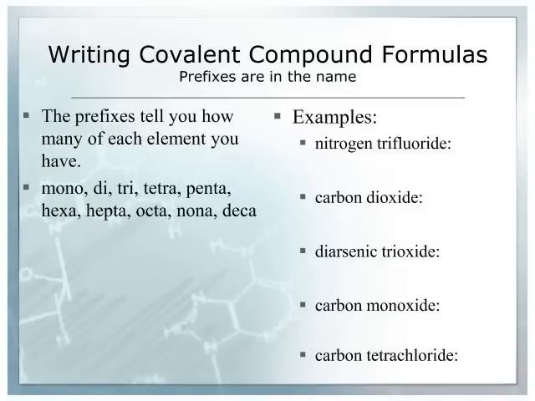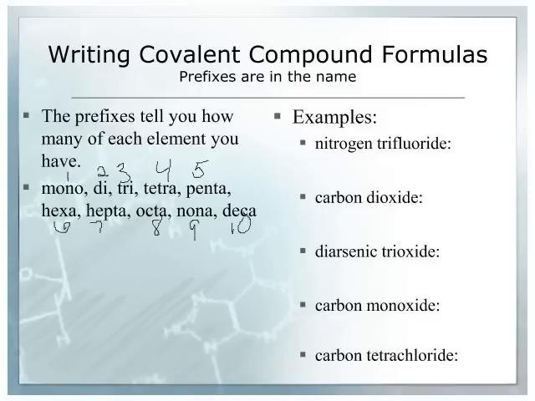Alright, covalent compounds. All we're going to look at are the prefixes. The prefixes are going to tell you exactly how many you have. You have to memorize these prefixes. And they go in order. So you start mono is 1, di is 2, tri is 3, tetra is 4, penta is 5, hexa is 6, hepta is 7, octa is 8, nona is 9, deca is 10. You have to memorize these. If you don't memorize them, you won't have a clue what you're doing.